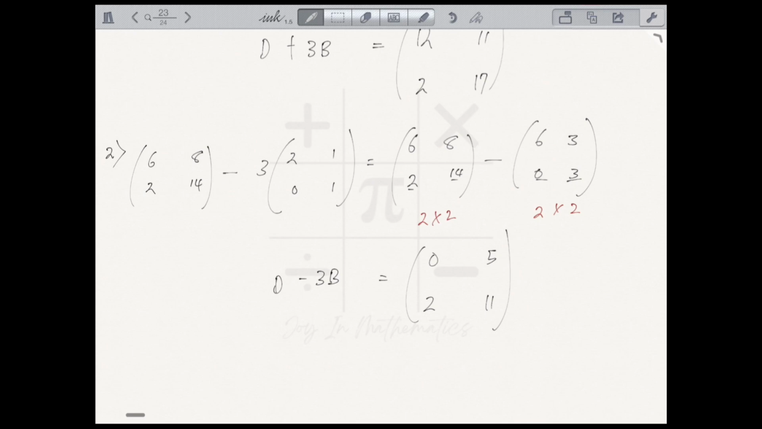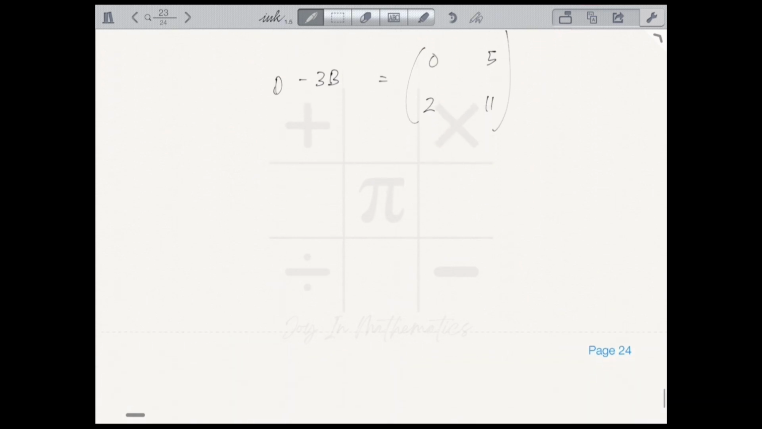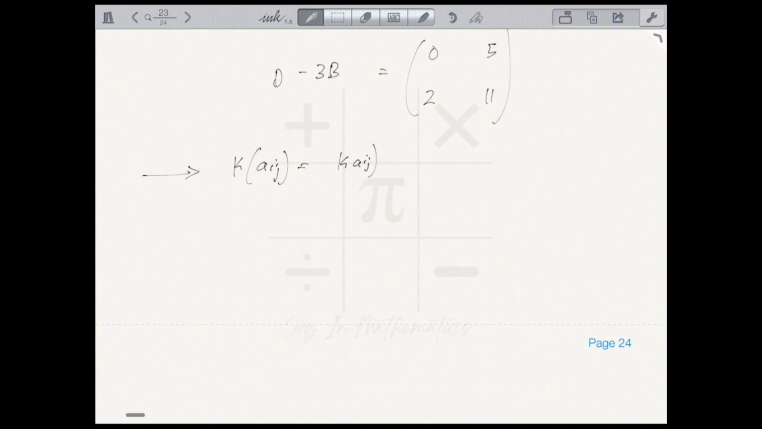Yes, there are so many operations on scalar multiplication. Just as we have done the forward format of k multiplied by aij is equal to kaij, we can also have the reverse format that says kaij is equal to k multiplied by aij. So we can call this forward and we can call this backward.